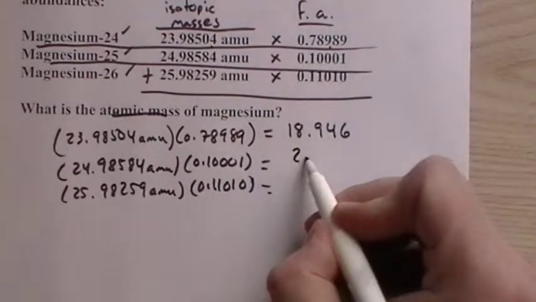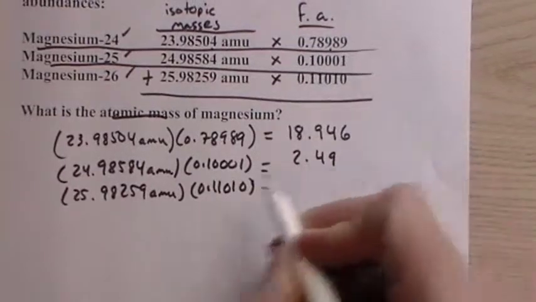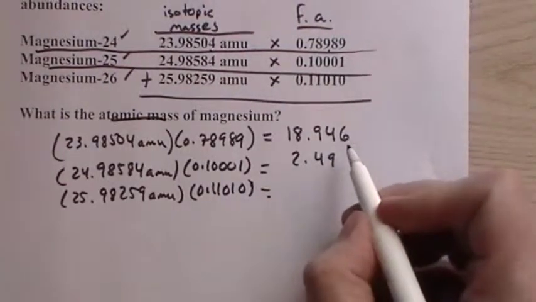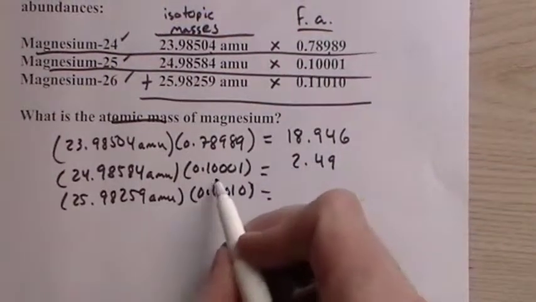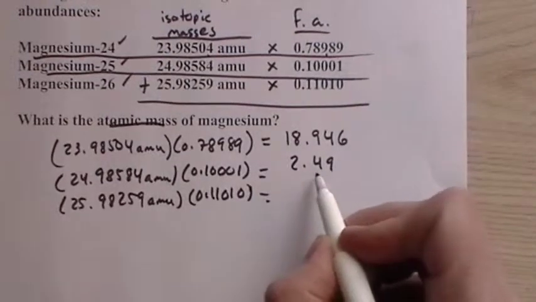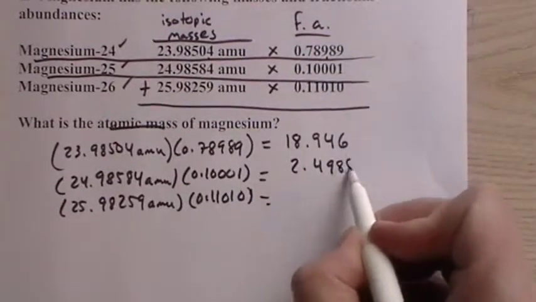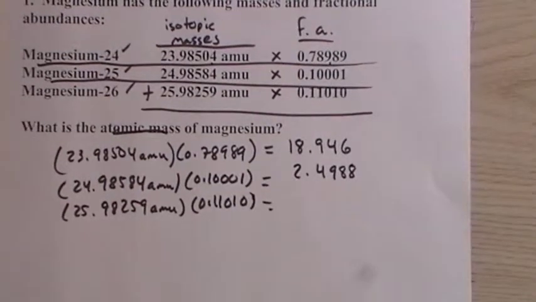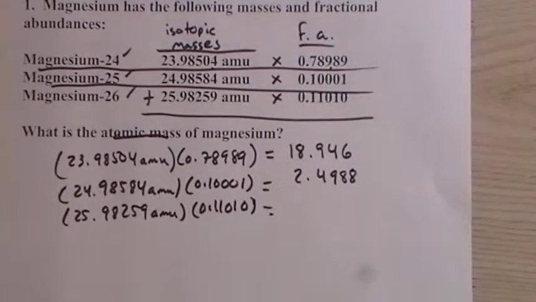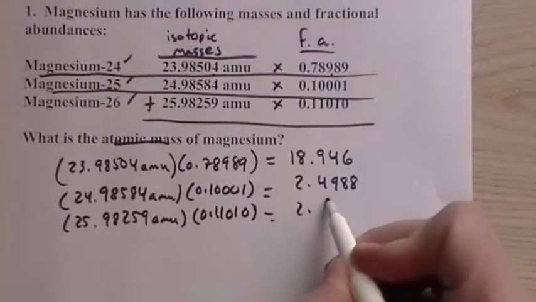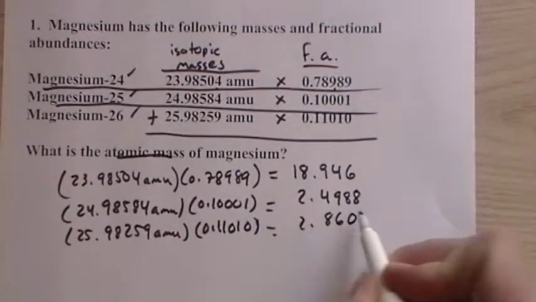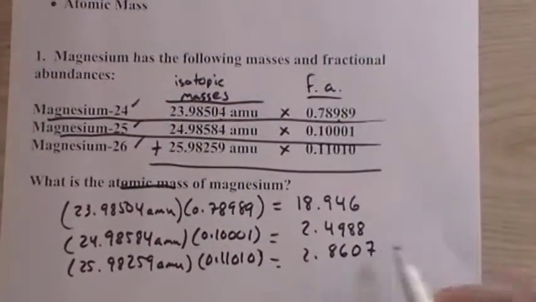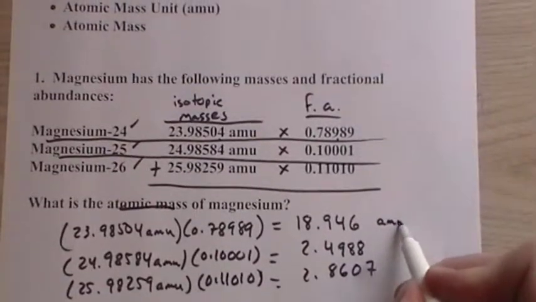And this is 2.49. We have 5 and 5. Well, we have 5, so we have to do 2.4988. We're multiplying, so we don't go by decimal places. And you get 2.8607 AMU.